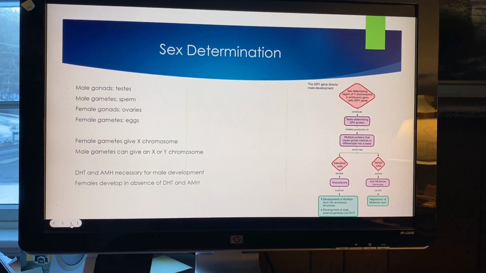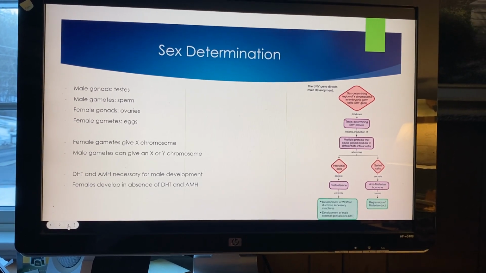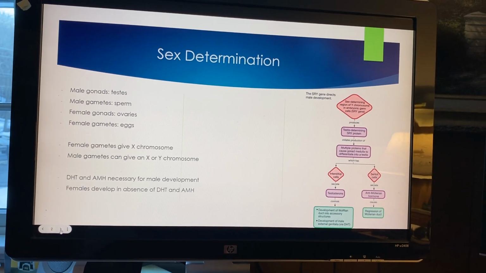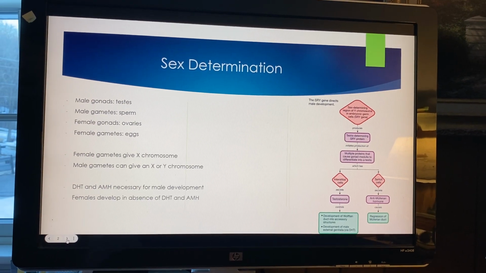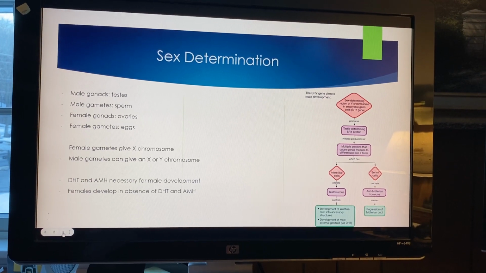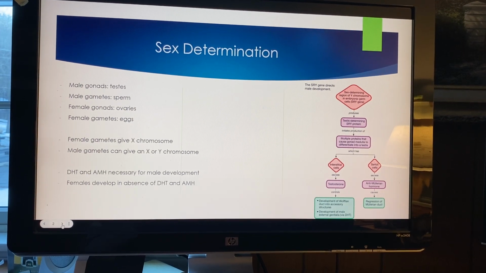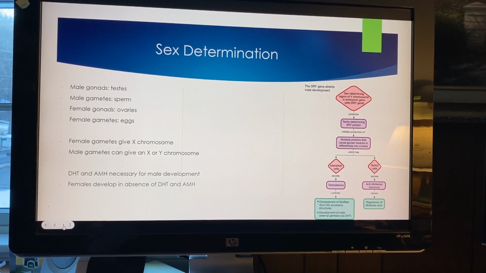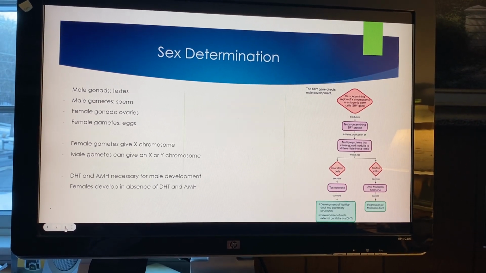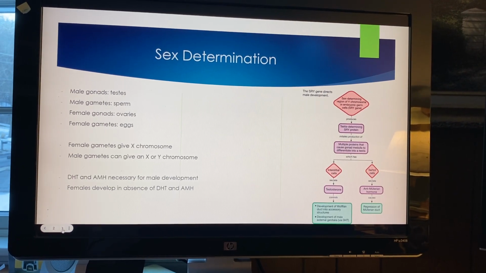Now, the bipotential gonad has an outer cortex and an inner medulla. This cortex can become ovarian tissue, while the medulla can become the testes. And there are two accessory ducts, and you can see on the right here, the SRY gene directs male development. Now, if this is released, multiple proteins can cause the medulla to differentiate into the testes. And interstitial cells can secrete testosterone, which develops the Wolffian ducts into the accessory structures of a male.